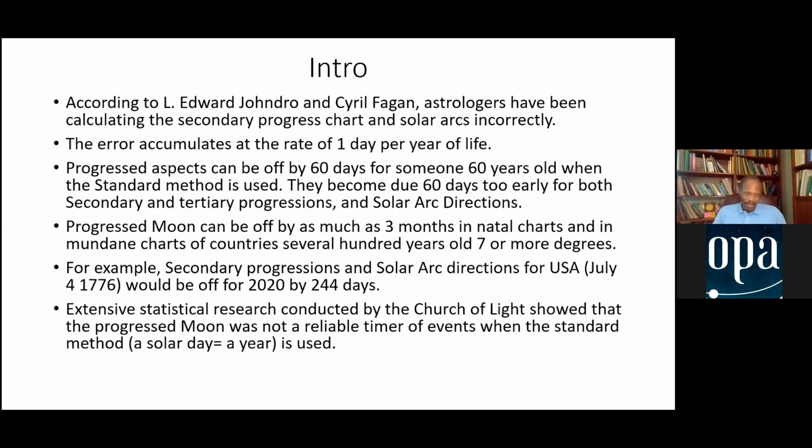According to Edward Johndro and Cyril Fagan, astrologers have been calculating secondary progress charts and solar arcs incorrectly. The error, though small, accumulates at the rate of 1 day per year of life. Progressed aspects can be off by 60 days for someone 60 years old when the standard method is used.